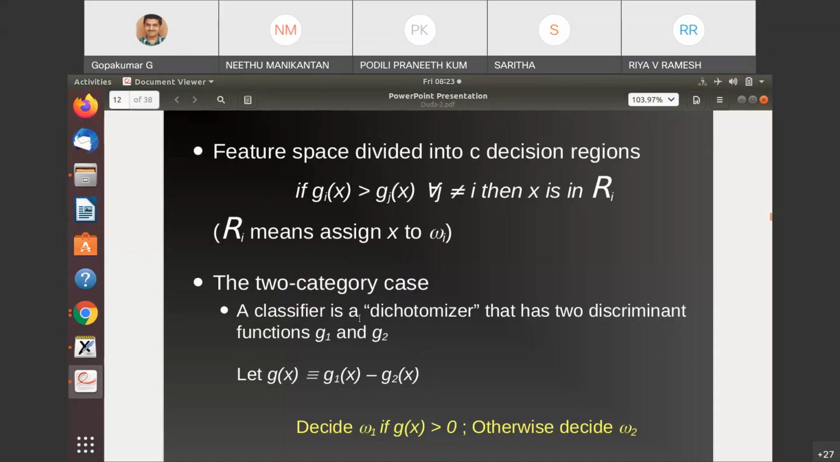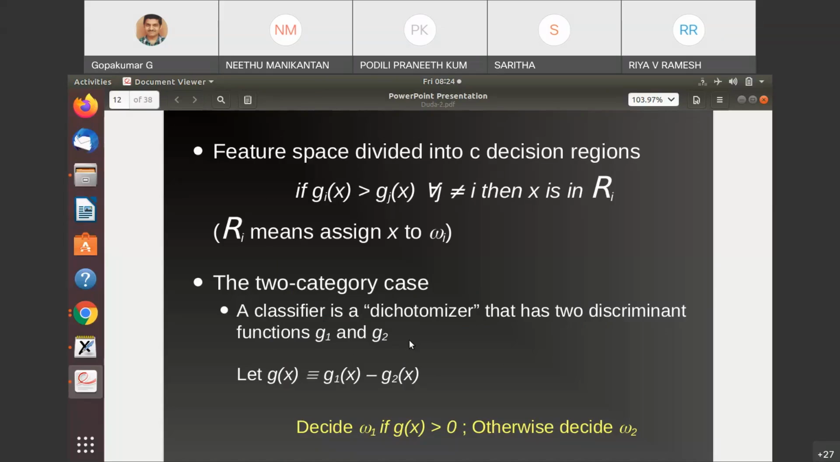When we call this a two category classifier, we call it a dichotomizer. We have two discriminant functions, for example g1 of x and g2 of x. Usually, if g1 of x is greater than g2 of x, then we say that x corresponds to w1, and if g2 of x is greater than g1 of x, then x corresponds to region R2, which corresponds to w2.